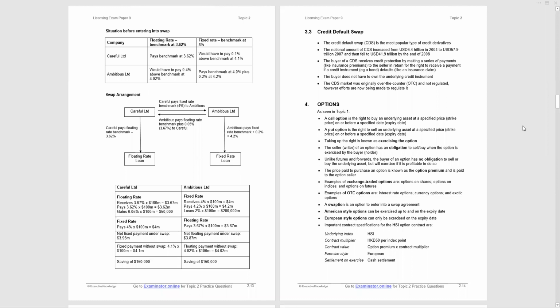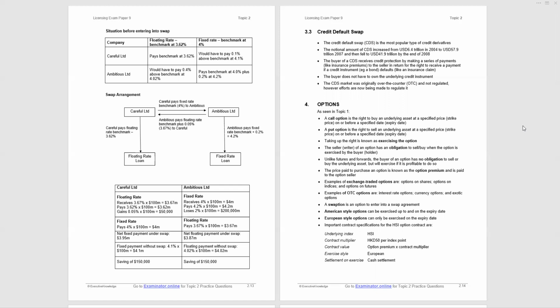Now, the situation in our example, before entering into the swap, so this is just laying it out. Careful pays floating at 3.62 and would have to pay 4.1% fixed. Ambitious pays a benchmark of 4% plus 0.2. It pays 4.2% fixed. If it got floating on its own, it'd have to pay 0.4% above the 3.62% benchmark. It would have to pay 4.02%.